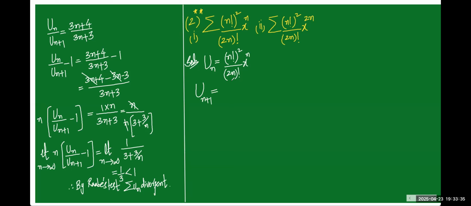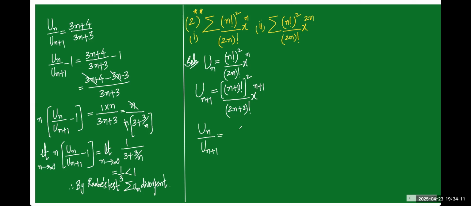Un plus 1 we find out. How to find out? It can be obtained by replacing n with n plus 1. So factorial must be there, even whole square will be there, by 2n, in the next term is 2n plus 2 factorial, and x, every n is replaced with n plus 1. So this is the step. Getting my point? Yes, sir. Now find out un by un plus 1 value before applying the limit.